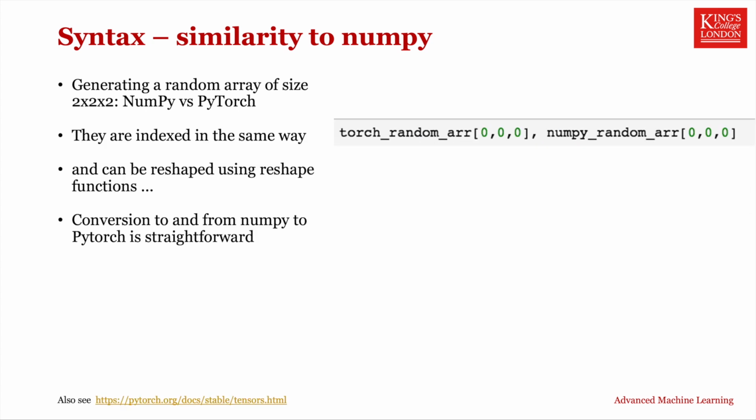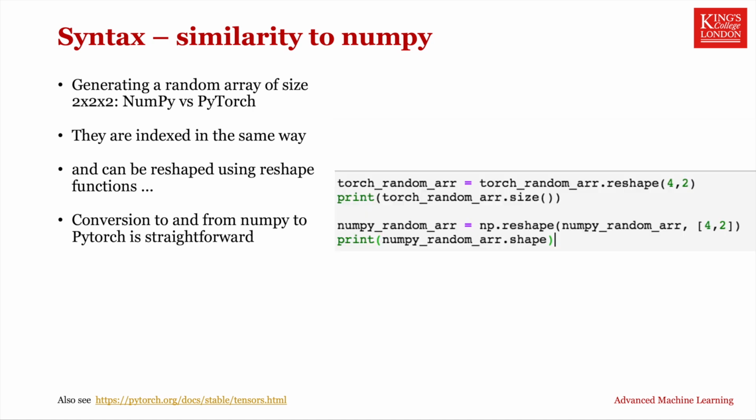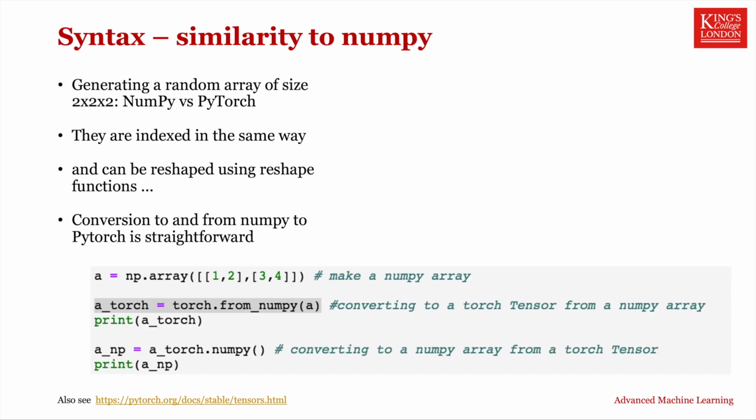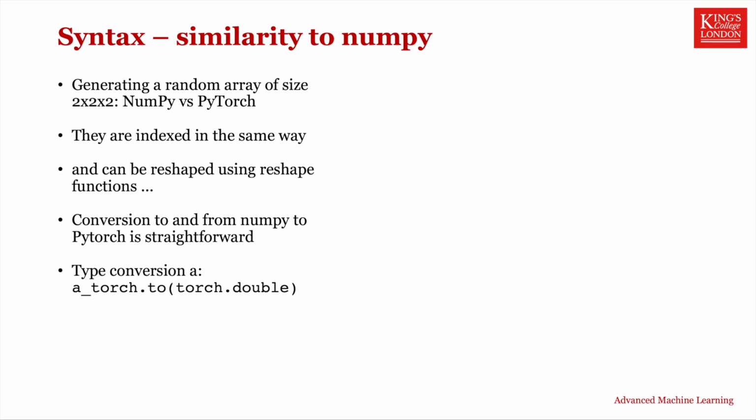We can also see that the two arrays are indexed in the same way. And reshaping is very similar. And conversion to and from Pytorch tensors to NumPy is straightforward. Here's an example of type conversion. For example, you could use this to change from a float or an int to a double.